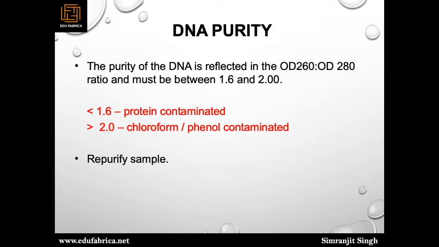Then to check the purity of your DNA, you check the ratio for the two different spectrometry units, that is 260 and 280. If the ratio is less than 1.6, then it's protein contaminated. There is a lot of protein in your DNA sample. If it is more than 2, then it's chloroform or phenol contaminated. That is, you have a lot of ethanol particles in your sample.